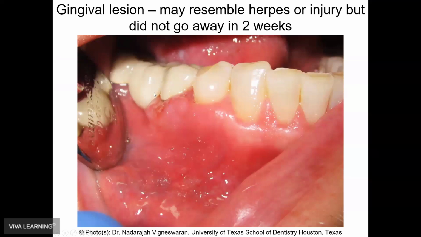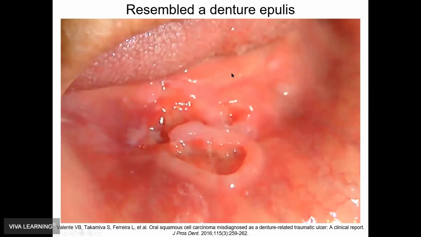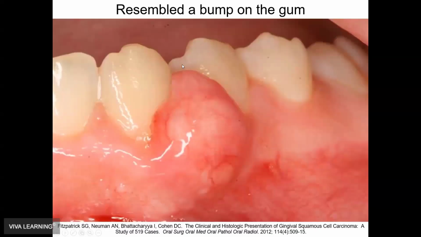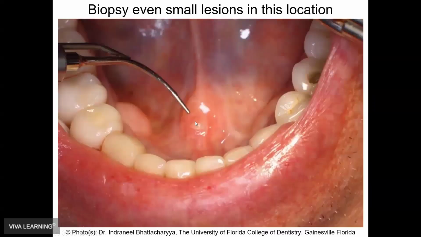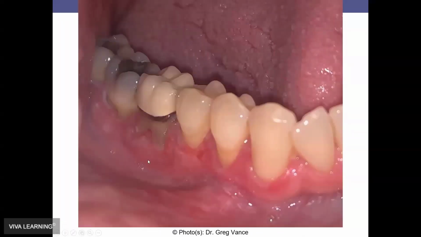Here is a squamous cell carcinoma that in hindsight, I can see the fullness of the gingiva, but might look like herpes or trauma. This was mistaken as a denture ulcer. This was a 17-year-old female, and this looks like a pyogenic granuloma, and it was a well-differentiated squamous cell carcinoma. That's why we biopsy these. Even small lesions, be wary of this in this location. Now you can get aphthous ulcers here, so you can palpate it to see if it's hard, but definitely keep an eye on that. And then some gingival carcinomas.